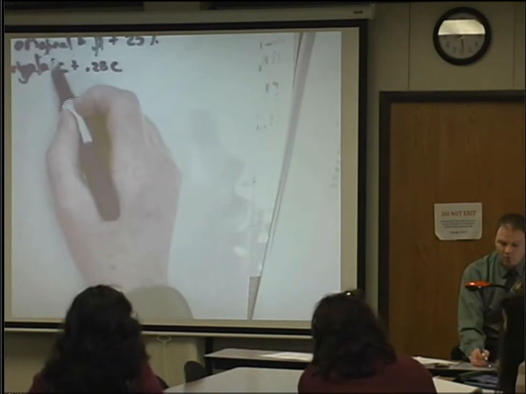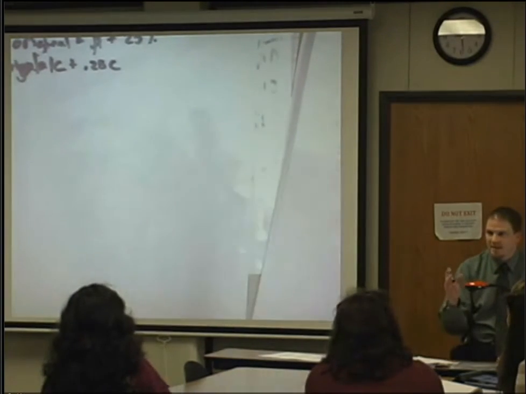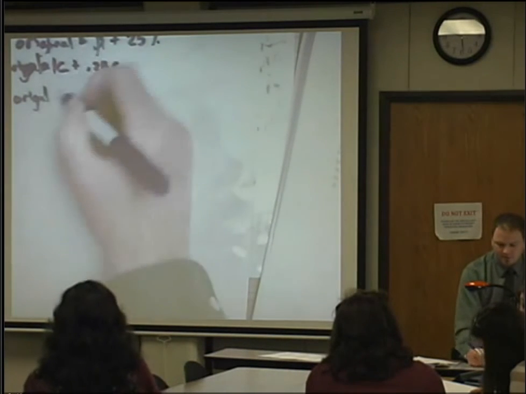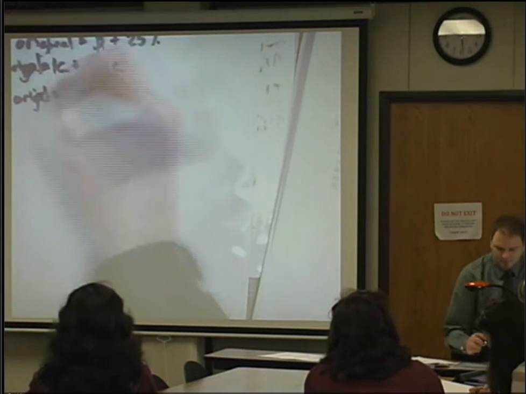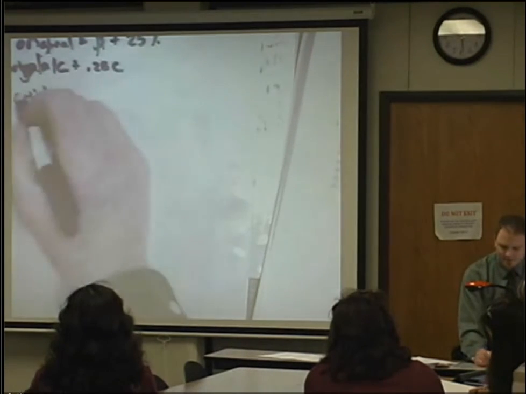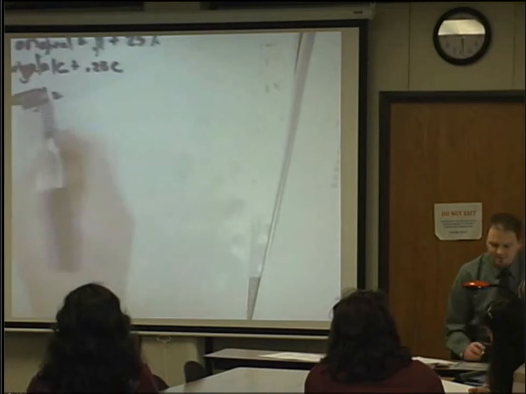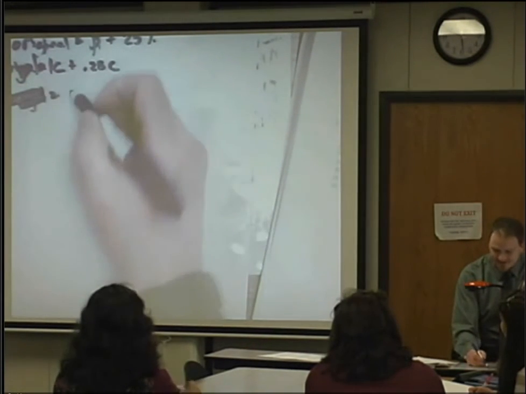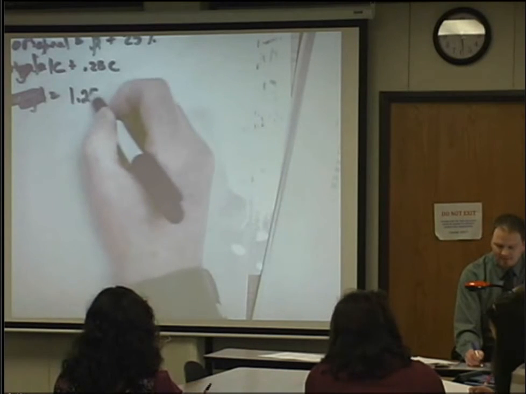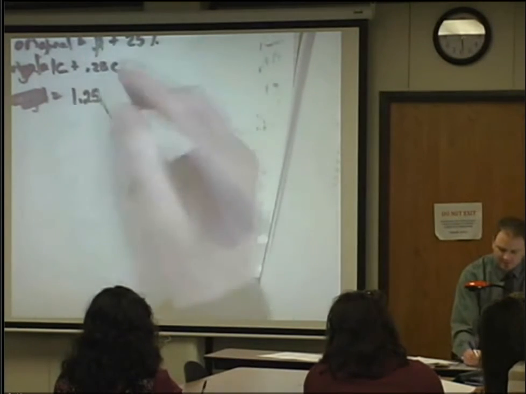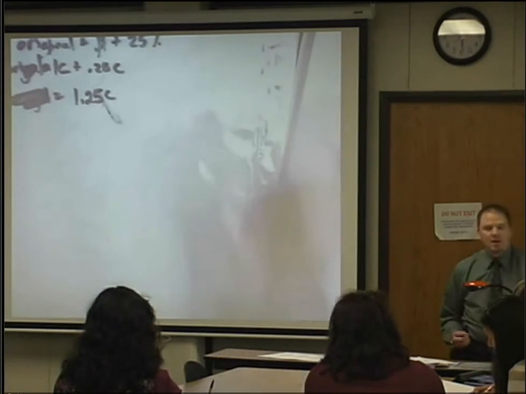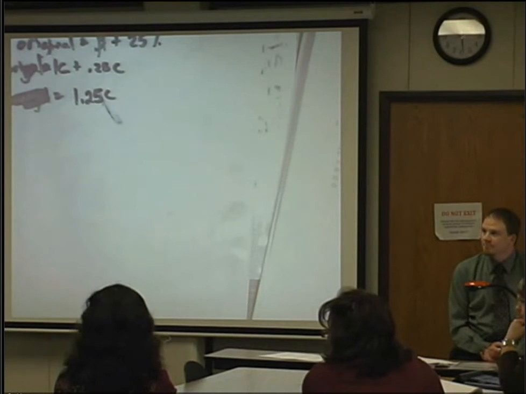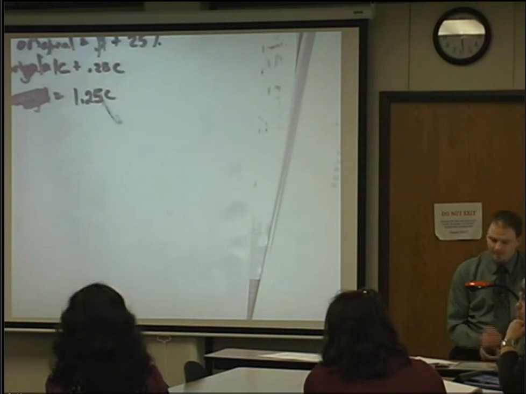Well, I have a 1C, right? It's just 1C plus 0.25C. So the original is 1.25C. That makes sense. It's like 125%. So I paid 100% plus 25% more.